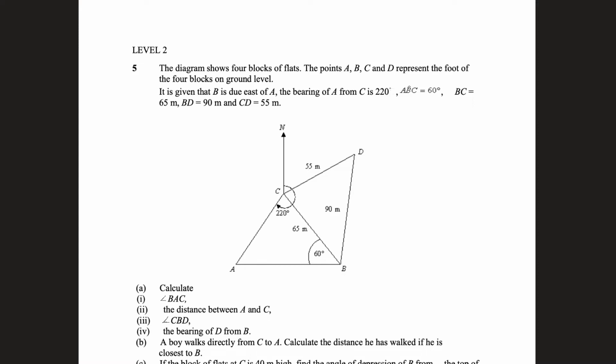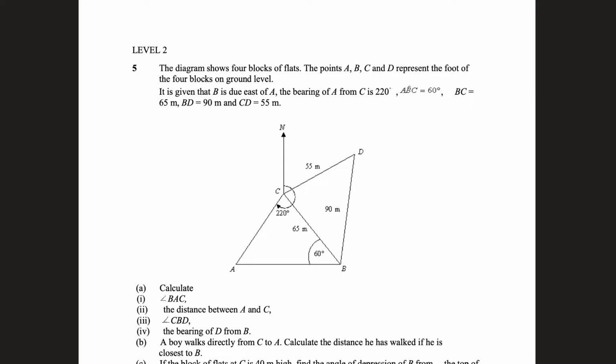Alright, level 2, question 5. The diagram shows 4 blocks of flats, and the points A, B, C, D represent the foot of the 4 blocks on the ground level. So there are 4 blocks, A, B, C, D, and these all represent the foot or the bottom of the block at ground level. These are all the bottom.